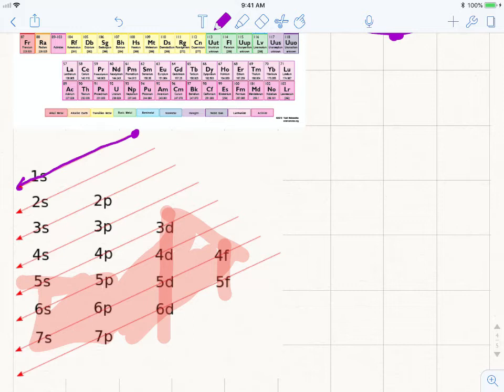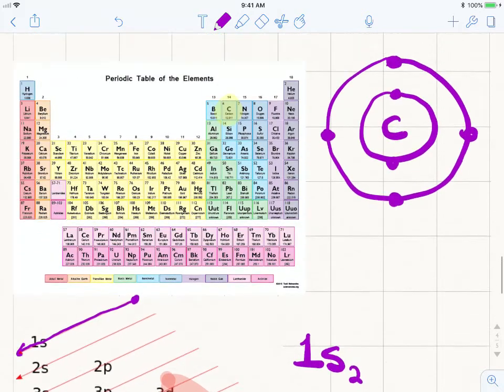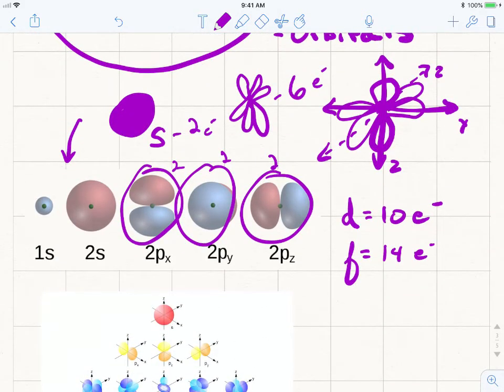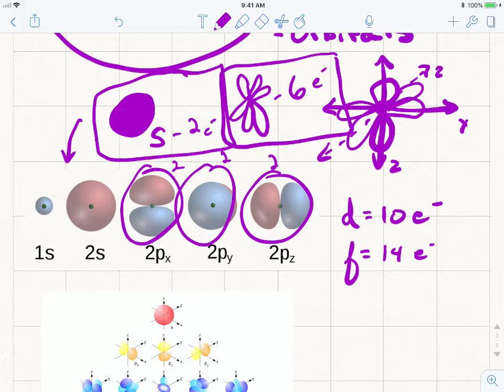Well, why is it 1s? Well, 1 refers to the electron shell, the first shell. S refers to the subshell that we're using, the shape of the subshell. And then what we're going to do is we're going to write how many electrons are in that subshell. Well, with our 1s subshell, it is full. It has 2 electrons. Remember, this isn't very well written here, but an s subshell can hold 2 electrons, a p subshell can hold 6.